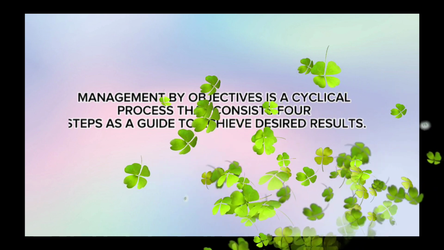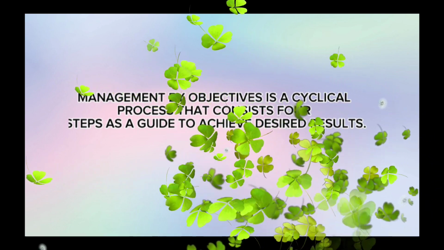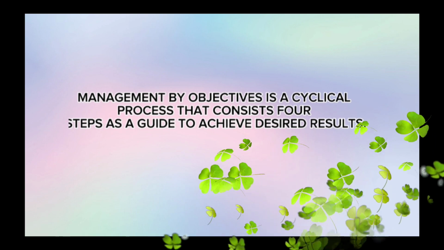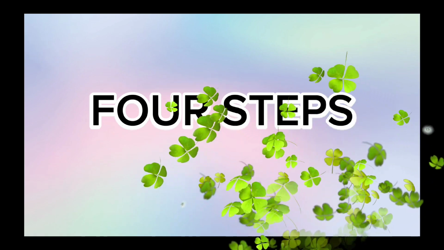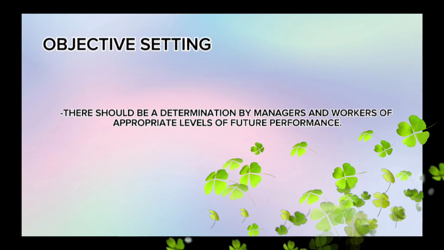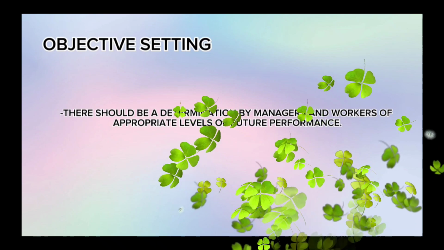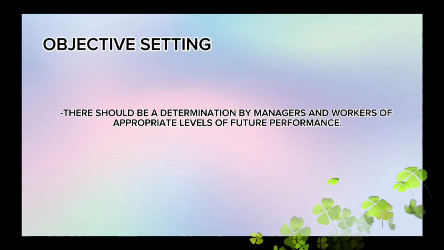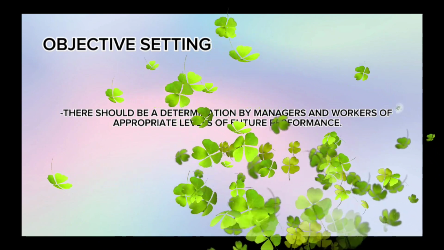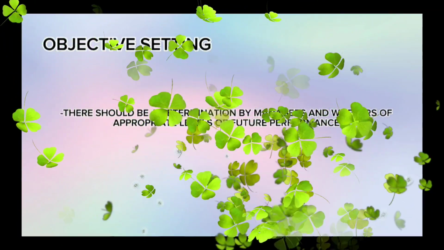So, what do we mean by cyclical process? So, it means that it is a process in which the initial and final states are the same. So, we have here the 4 steps as a guide to achieve the desired results. So, we have the objective setting. In objective setting, there should be a determination by managers and workers of appropriate levels of future performance for the worker within a context of overall unit objectives and resources set for the next calendar year.